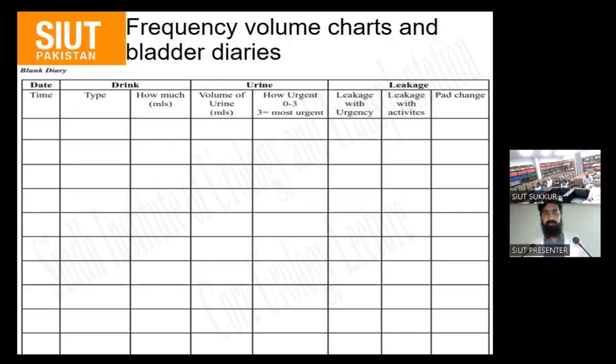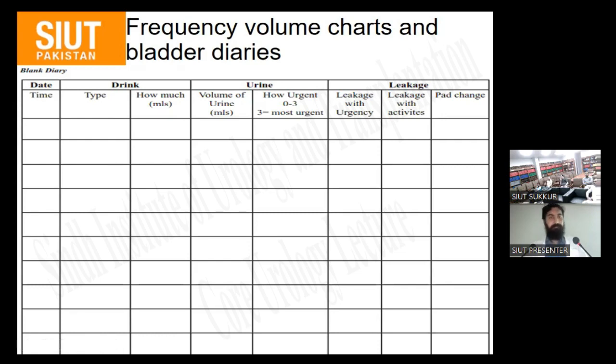This is a frequency volume chart. The time, how much fluid intake, and volume of urine, how urgent the urine. This is severity of urgency. Leakage. The bladder diaries also show the incontinence symptoms, leakage with urgency, leakage with activities, and pad change. The volume of incontinence or the quantity of incontinence.